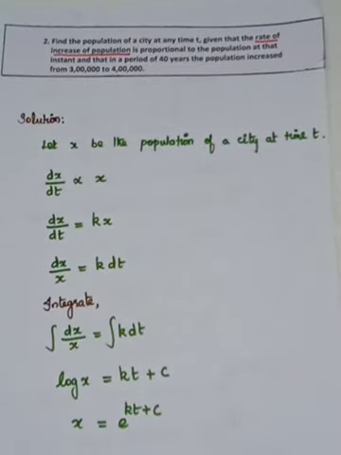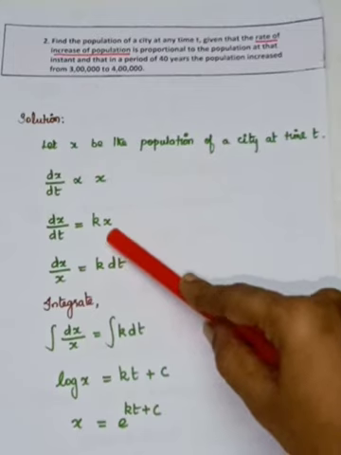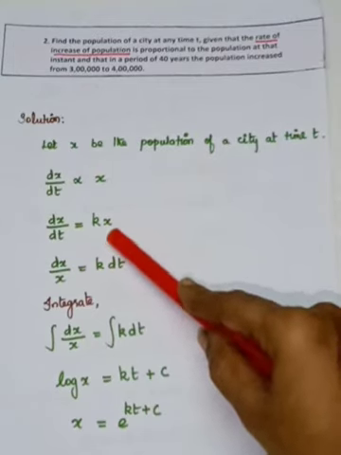So you have to add constant k. So k is the constant of proportionality. So we form the differential equation. What is the next step? We have to solve it.